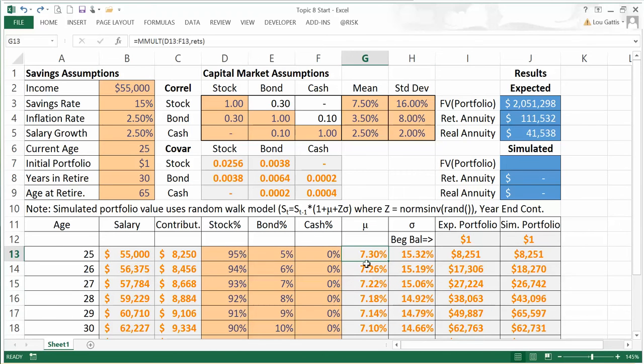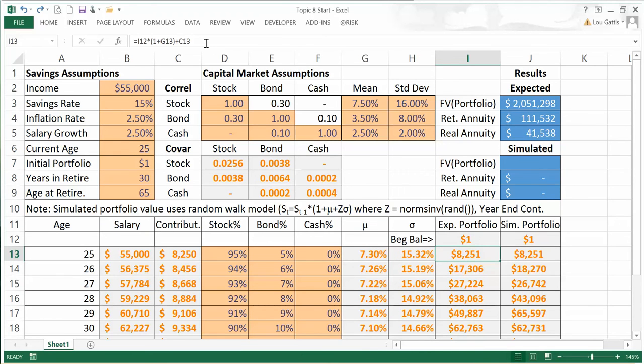So the mean of that portfolio is going to be the weights times the means. Using matrix operations, that would be the vector of weights here times the mean. And then my portfolio standard deviation, using matrix operations, will be the MMULT of the row vector of weights times the covariance matrix times the transpose of the weights, to the 1/2 power. And you can see your portfolio mean goes down over time, and so does the standard deviation.